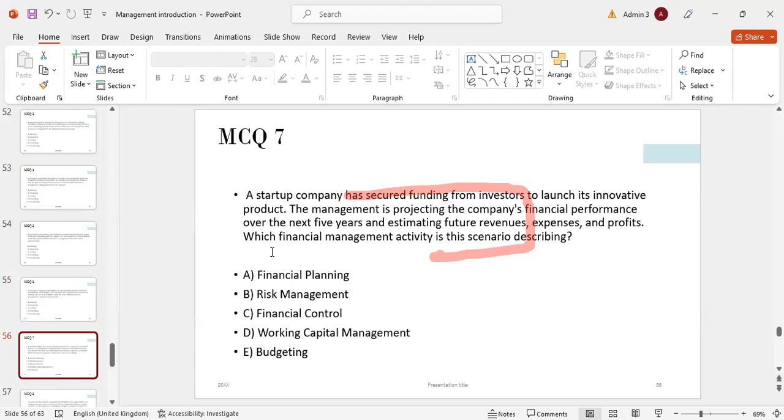MCQ 7: A startup company has secured funding from investors to launch its innovative product. The management is projecting the company's financial performance over the next 5 years, estimating the future revenues, expenses, and profits. Which financial management activity is described in this scenario? Financial planning, risk management, financial control, working capital management, or budgeting? As they are planning their finance, option A is the answer, financial planning.